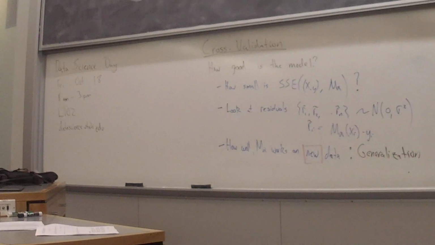Quick question, go back. So the sum of squared errors and the residuals. The sum of squared errors is just the square of the residuals, and then summing them up. Well, both are kind of looking at a residual basis.